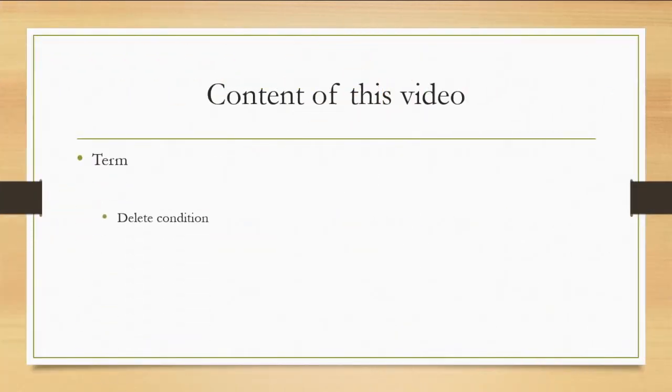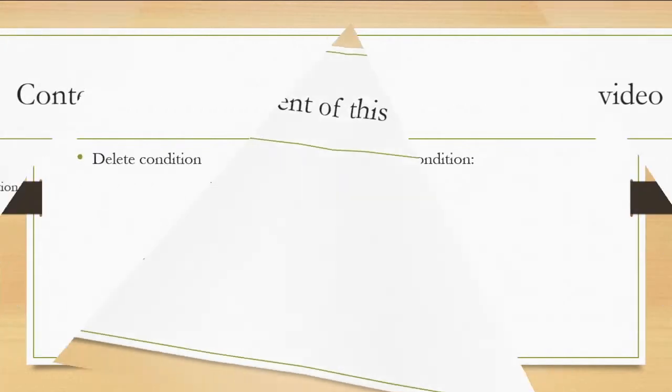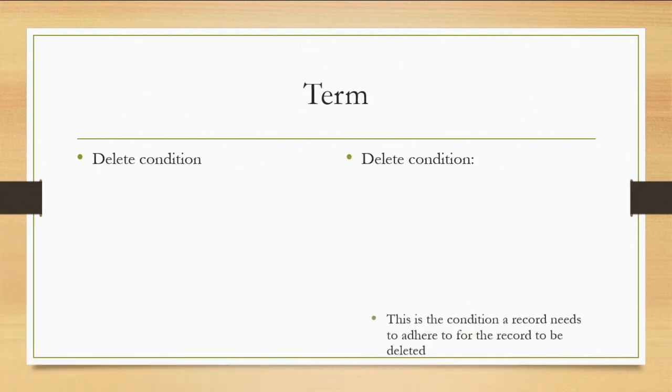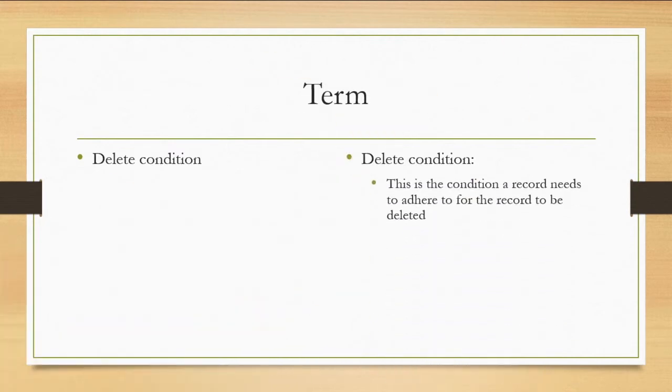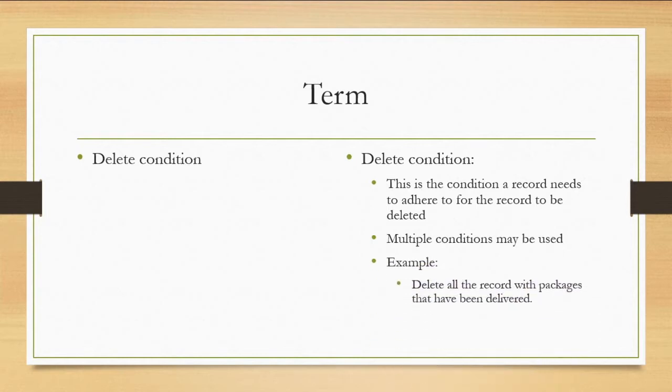We will define the term delete condition. Then we will look at a very important warning. Then we will look at an algorithm and an example. Let's look at the term. A delete condition is the condition a record needs to adhere to for the record to be deleted. Multiple conditions may be used. For example, delete all the records with packages that have been delivered.